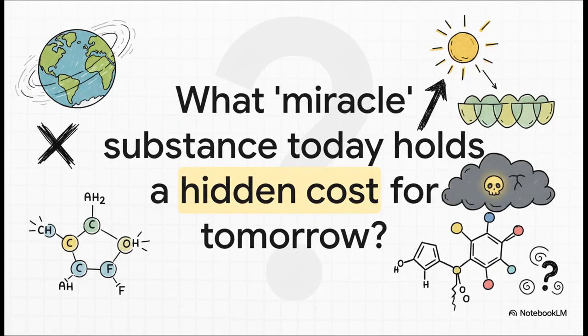You know, through global cooperation, we actually managed to phase out CFCs and address the hole in the ozone layer. It's one of the great environmental success stories. But it leaves us with a really critical question to think about. What miracle substance that we rely on so heavily today might be hiding an unforeseen cost for tomorrow?